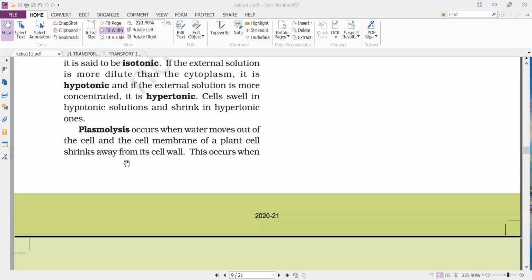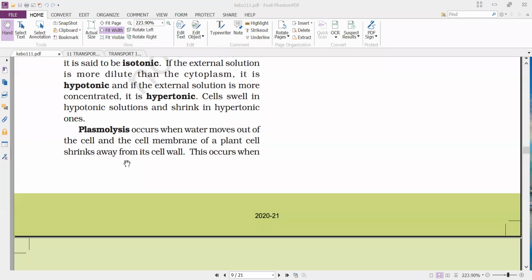As a result, what happens? Slowly, the plasma membrane initially gets separated from the cell wall. If the exosmosis still continues, the plasma membrane will develop certain wrinkles, and the plasma membrane of the cell will shrink as it moves away from the cell wall.